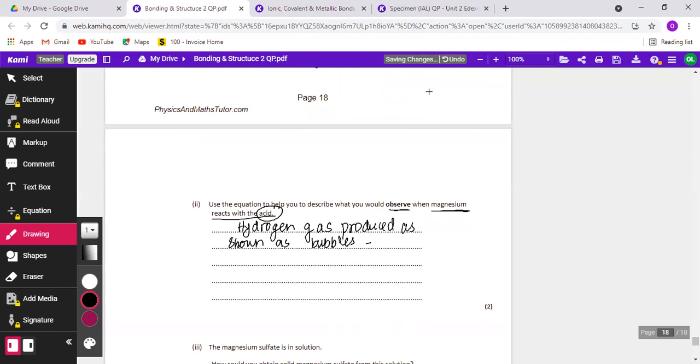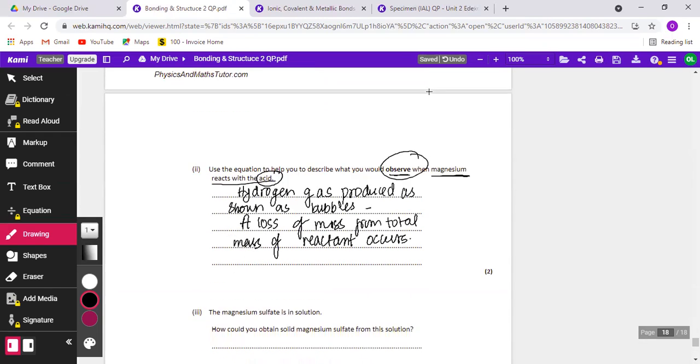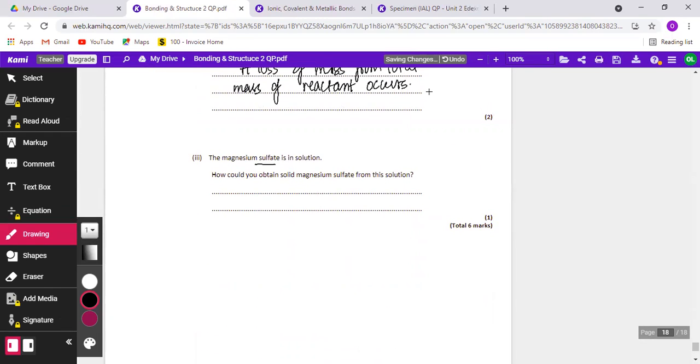What else can you write? There will be a loss of mass in the reaction beaker. Yes, however, it won't be an observation. Still, here you can write a loss of mass from the total mass of reactants occurs. The magnesium sulfate is in solution. How could you obtain solid magnesium sulfate from the solution?